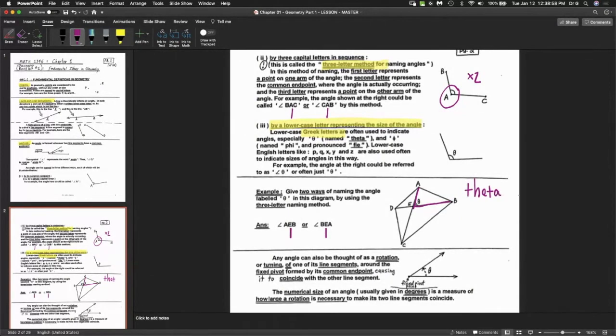Now, because I'm fluent in Greek, I can tell you how to say it.